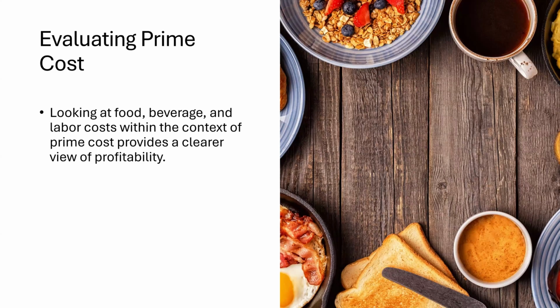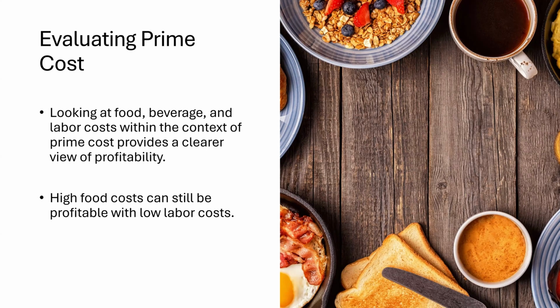So when you're looking at food and beverage and labor costs within the context of prime cost, it really provides that clear view of profitability. That's where we need to start, right? You can still have high food costs, but still be profitable with low labor costs. It just depends on the structure of the restaurant that you're monitoring or that you're employed by.